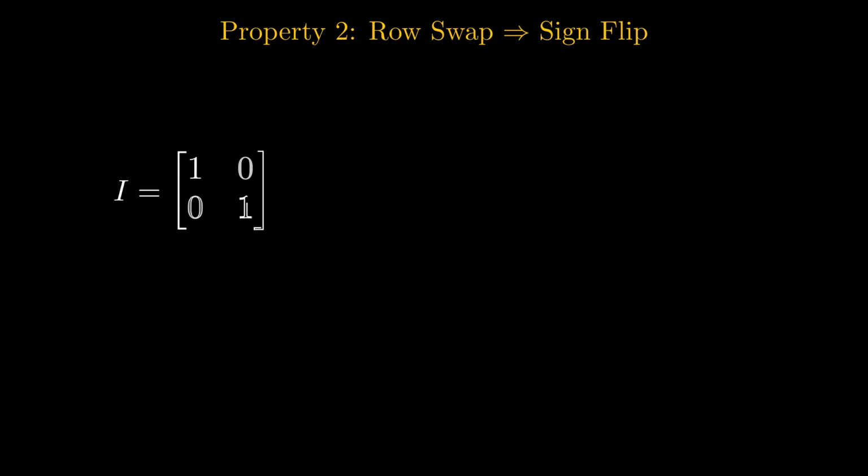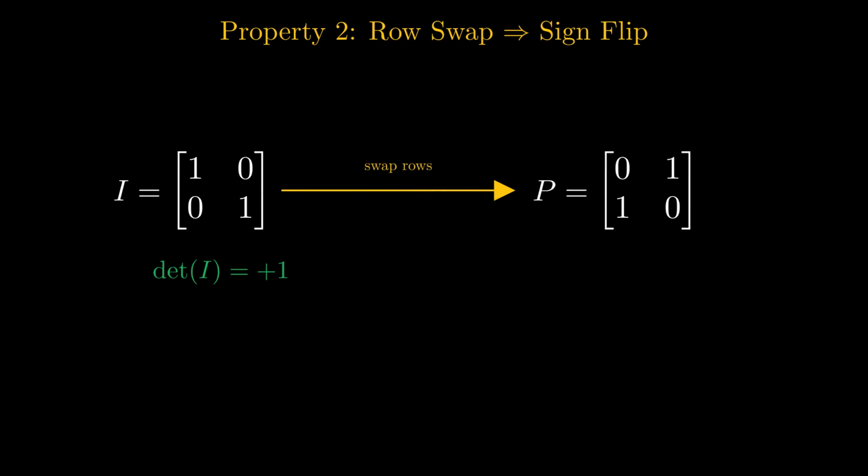Let's see this in action with a simple example. Start with the 2 by 2 identity matrix with 1s on the diagonal and the 0s elsewhere. From property 1, we know its determinant equals positive 1. Now let's swap the 2 rows. Row 1 slides down and row 2 slides up. The result is the matrix with 0, 1 in the first row and 1, 0 in the second row. This is called a permutation matrix, a matrix obtained by reordering the rows of the identity.